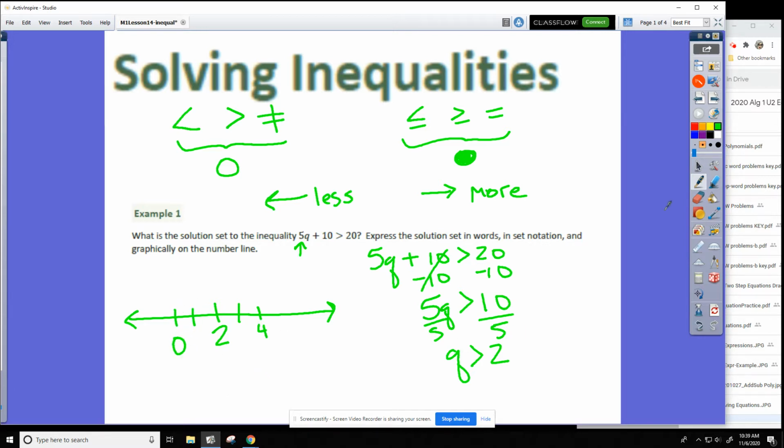And then I could change my pen to a different color. At 2, it's going to be an open dot because it's not equal to, it's just greater than, and greater than goes this way. Okay, you need to be able to recognize it if it looked like this or if it looked like 2 less than q. Okay, that is saying q is bigger than 2, so you go to the right.